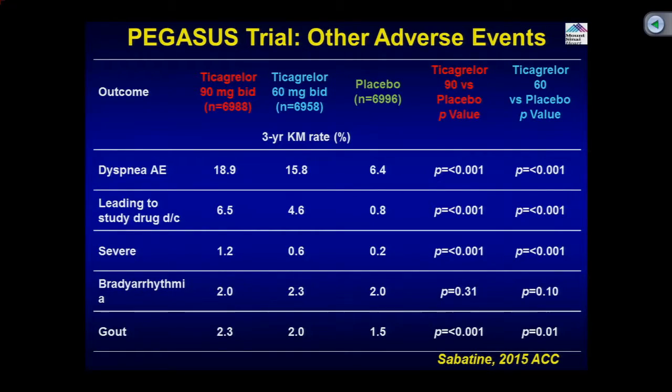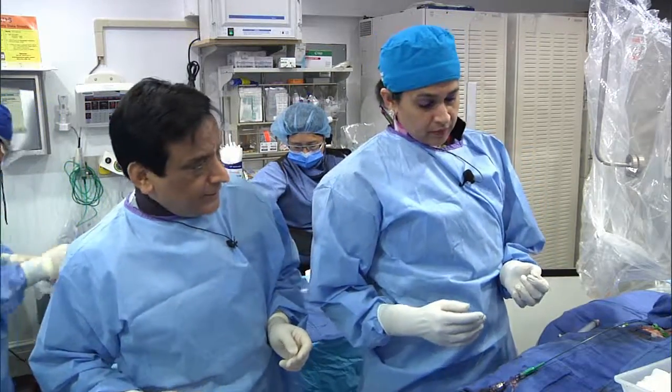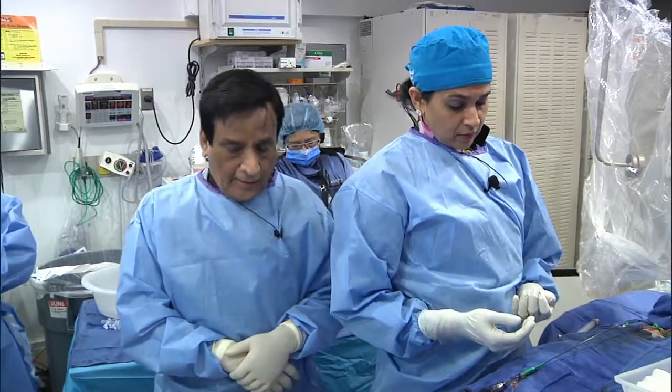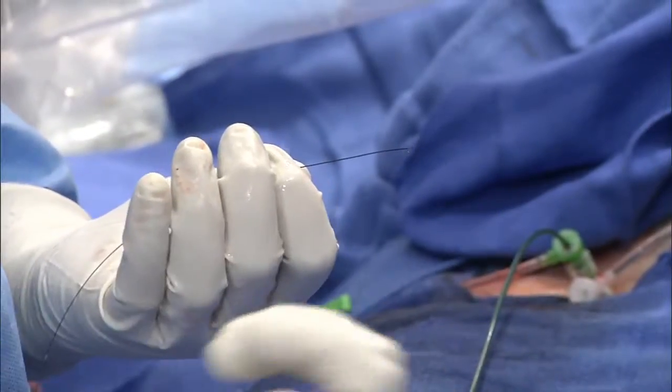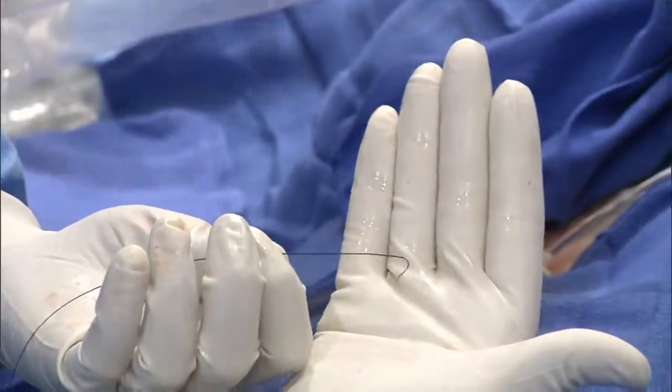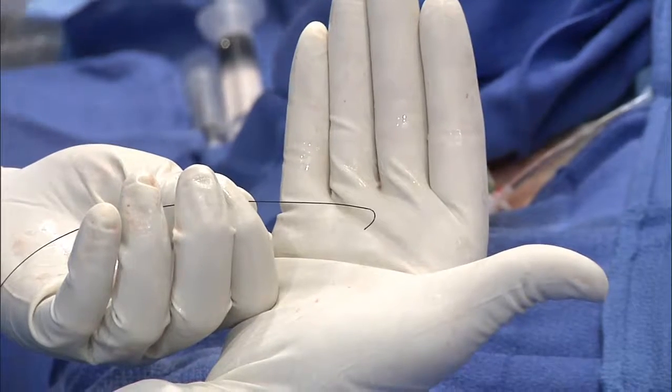With that note, Anu is ready. She has engaged the guide catheter, and we are ready with the large angle. Yeah, so we are going to use the Supercross 120, and also I'm just going to show you the type of curve that we have made.